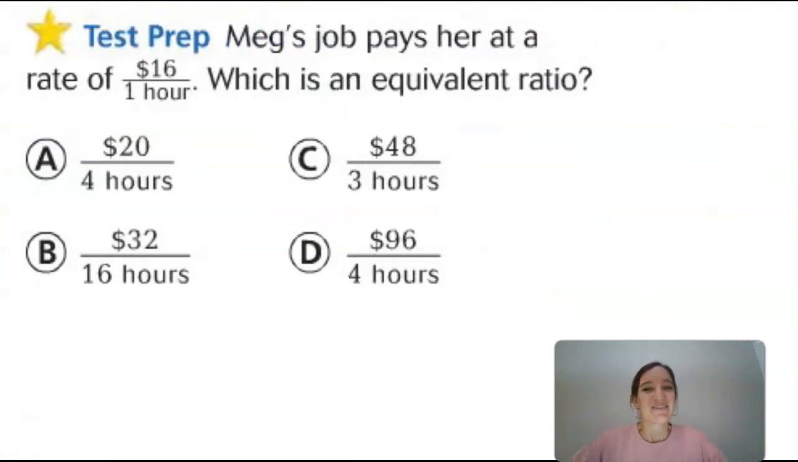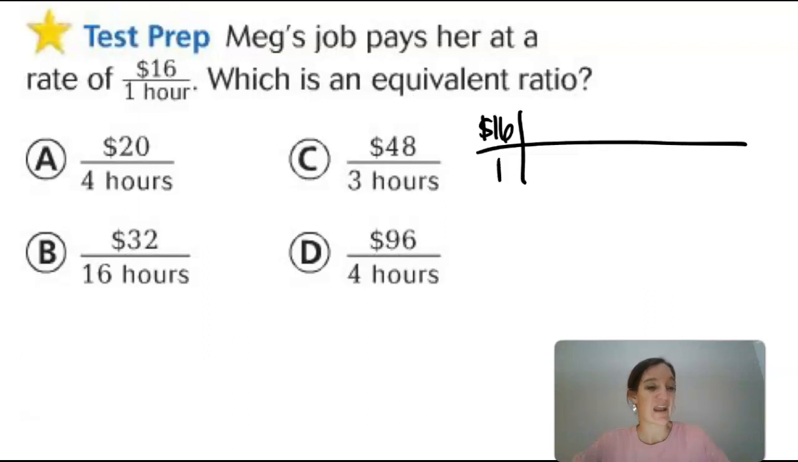Cool. So sometimes, possibly during the test, you will see a question like this. Meg's job pays her at a rate of $16 per hour. Which is an equivalent ratio? And the way I would solve this is I would set myself up a table. I would just do kind of a quick thing like this, and I would continue on until I saw which one of these showed up.